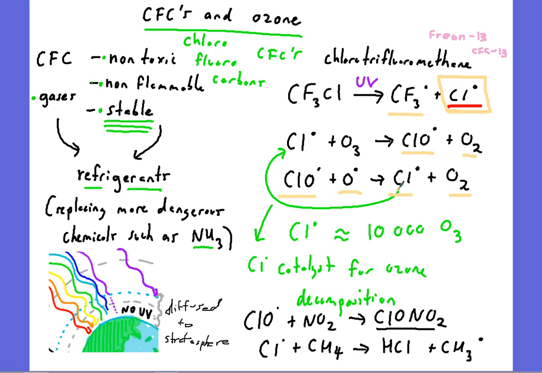And that chlorine free radical that's been reformed here can then go back and react with another ozone molecule. So we say that chlorine free radicals are a catalyst for ozone decomposition. It's a good sentence to use if you're talking about the ozone layer and CFCs. Now, one chlorine free radical will destroy about 10,000 ozone molecules before it is stopped by a reaction in one of these two reactions. It either reacts with nitrogen dioxide in the atmosphere or methane in the atmosphere, and that stops that chlorine free radical chain and produces these two things, chlorine nitrate or hydrochloric acid.